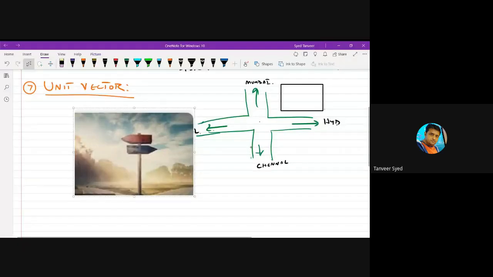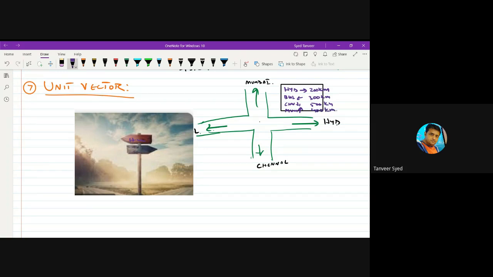On this, the names of the cities and the distances will be written. So let us say it is written like this: Hyderabad, a small arrow like this, some 200 kilometer. Okay, then Bangalore, arrow like this, some 300 kilometer. Okay, Chennai, 500 kilometer, or Mumbai, arrow like this, 400 kilometer.